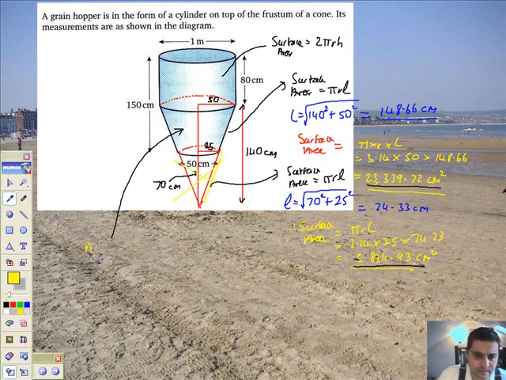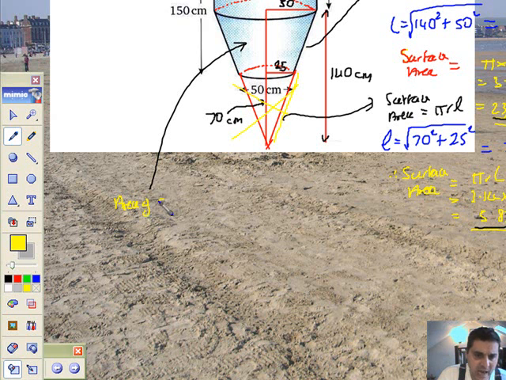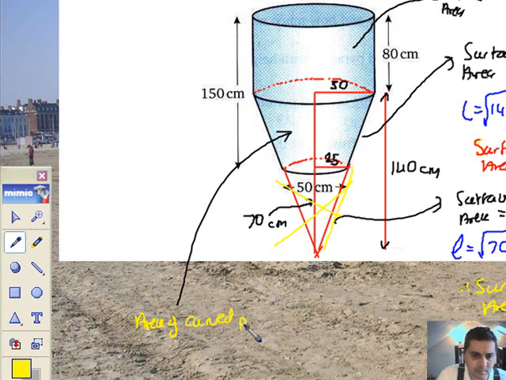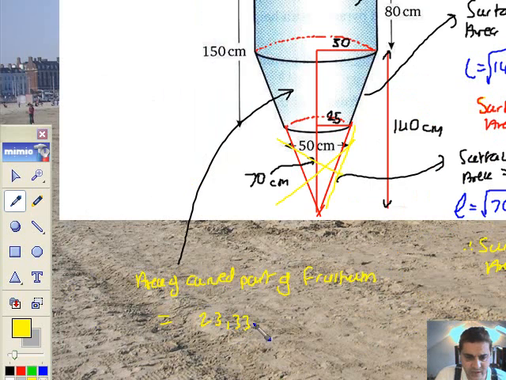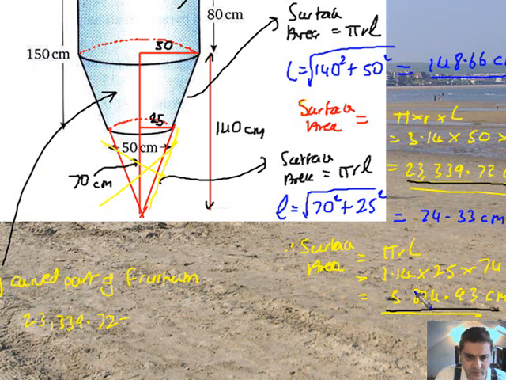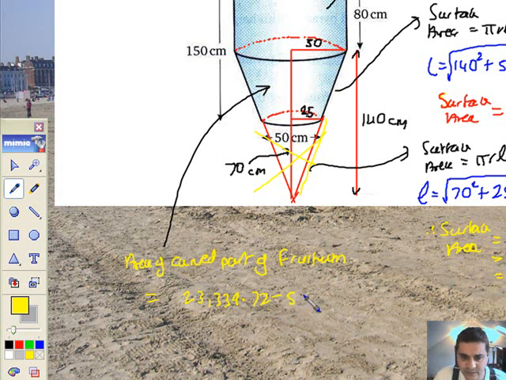So therefore, area of curved part of the frustum is going to be this, 23,339.72, take away, which is the whole thing actually, take away the area of the small part, 5,834.93, and that will give me a certain answer, won't it? Let's just do that, because I did it on my calculator before.